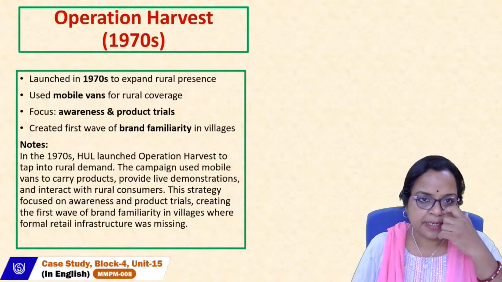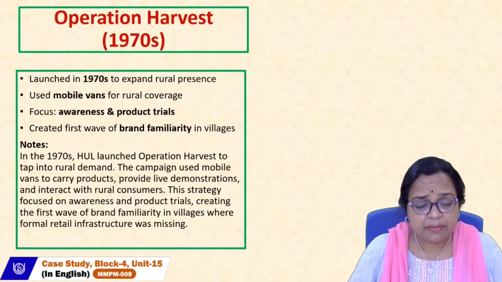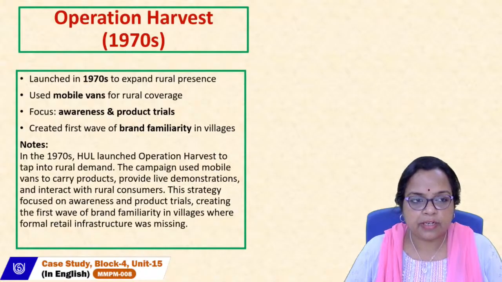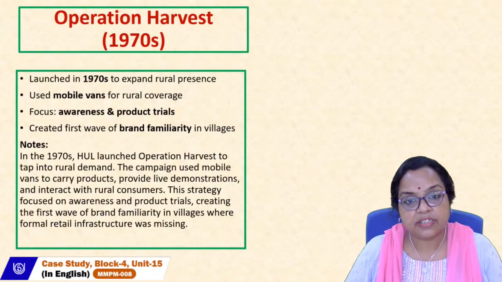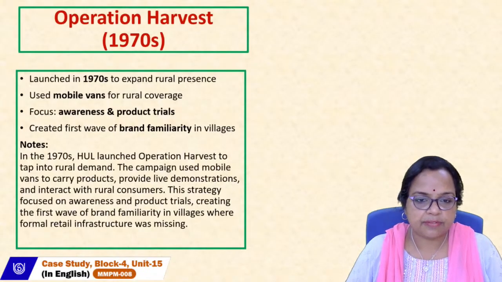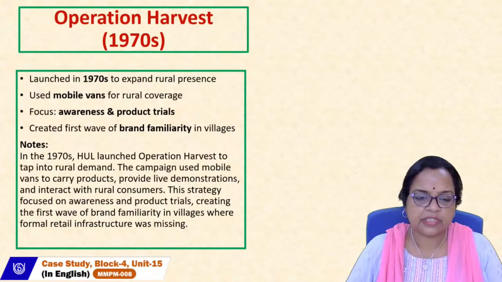This was in the year 1970. You can imagine the situation. It was before 40 years. Today that we are in 2025, if you go back to 1970, those days HUL introduced Operation Harvest to reach the rural markets. That means by that time HUL had already understood the potential of the rural market and how to reach them.